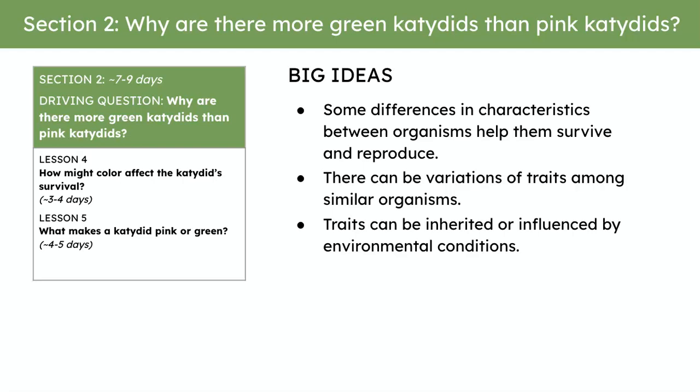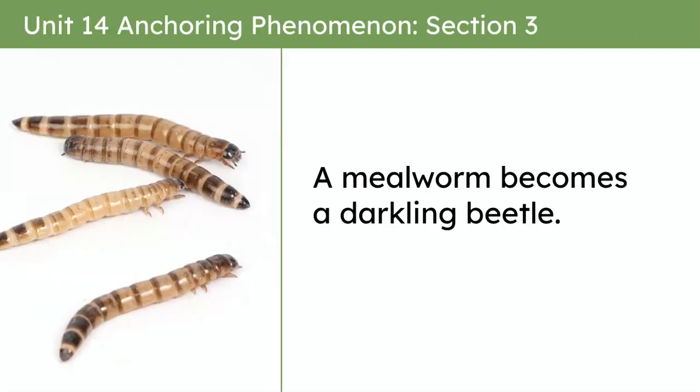Through the storyline of Section 2, students gain an understanding of these standards-based big ideas. Some differences in characteristics between organisms help them survive and reproduce. There can be variations of traits among similar organisms. Traits can be inherited or influenced by environmental conditions. Section 2 should take about 7 to 9 days to complete.